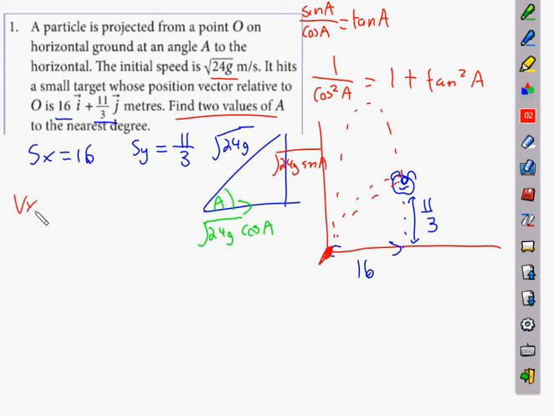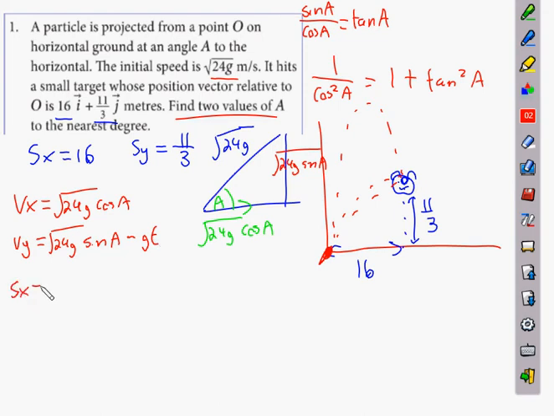Now you're going to construct your equations, alright? Vx always stays the same, doesn't it? Which is root 24g cos A. Vy is affected. How's Vy affected? Oh, sorry, root 24g cos A, you're right. And then the other one is root 24g sin A minus gt.